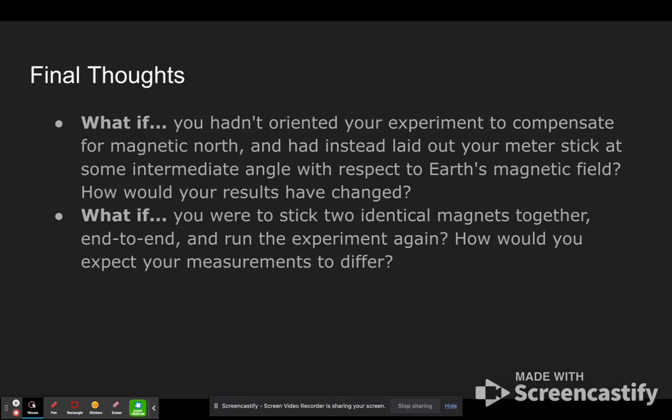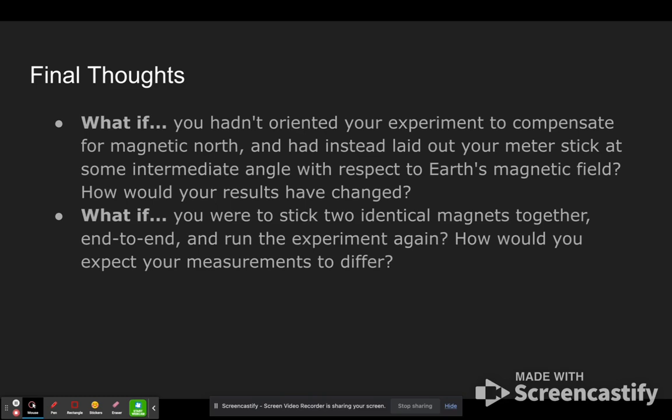Final thoughts. What if you hadn't oriented your experiment to compensate for the magnetic north? If we hadn't done this, the axes would be the same, so it would be hard to determine what is the magnetic field due to the magnetic north of the Earth, and what is the magnetic field from the bar magnet closer to the magnetometer.